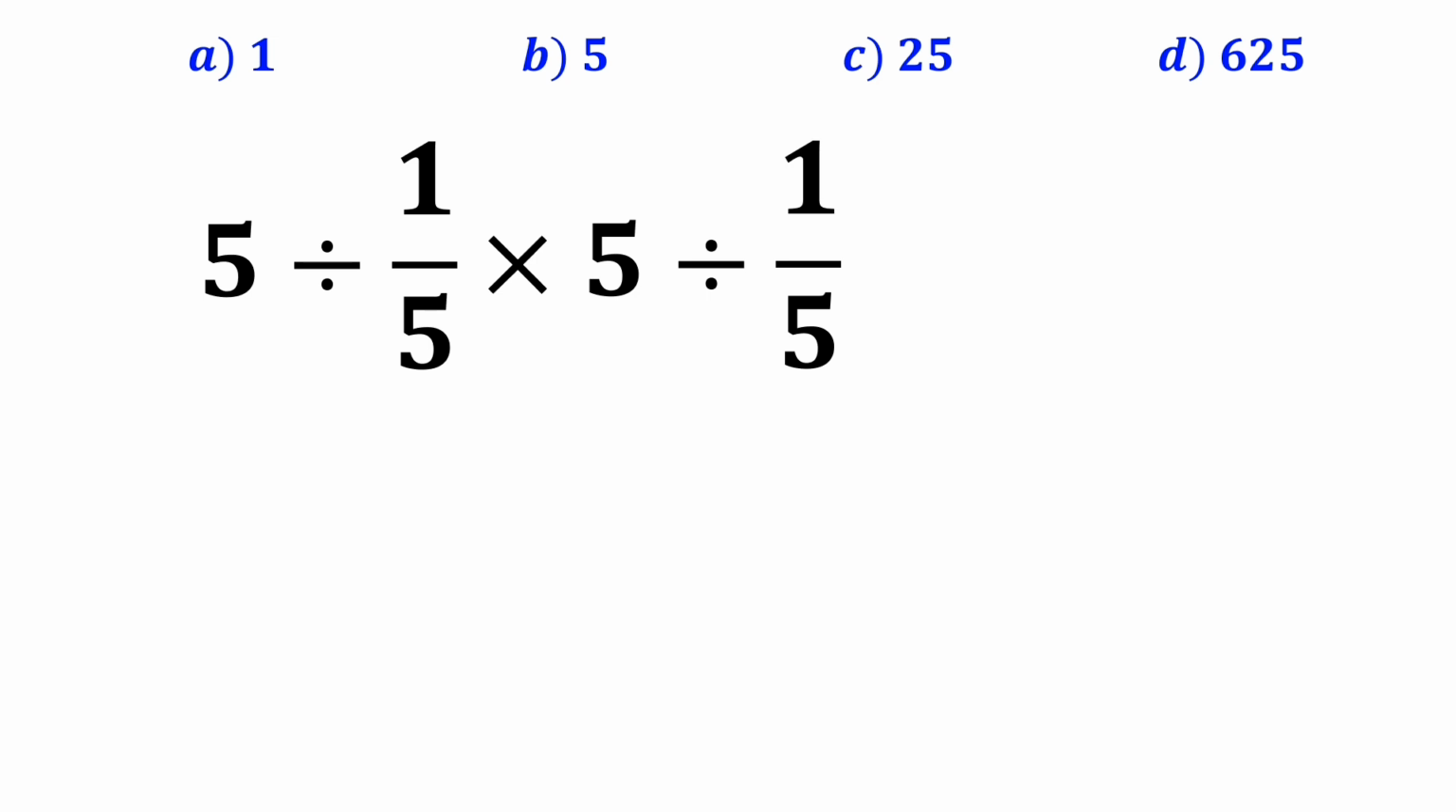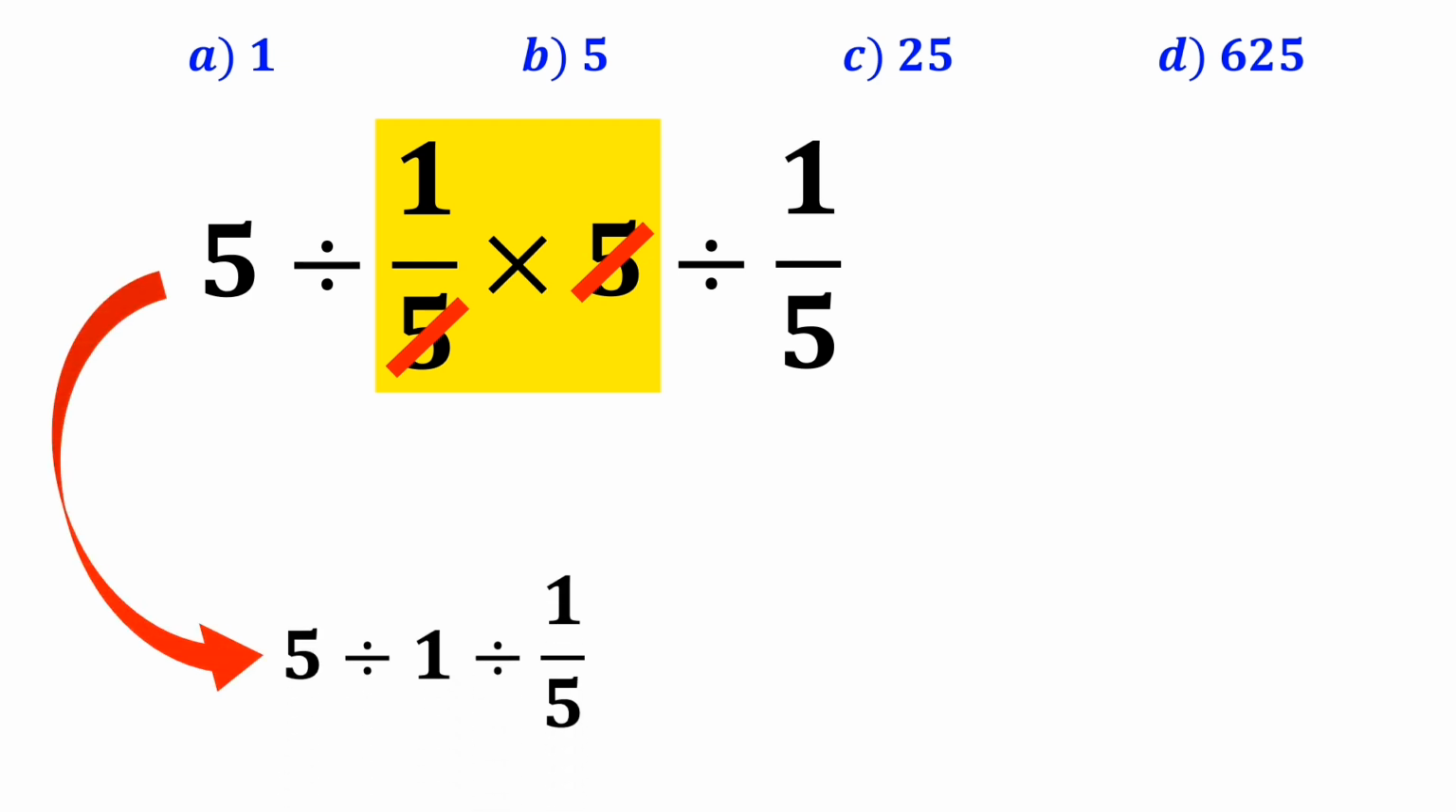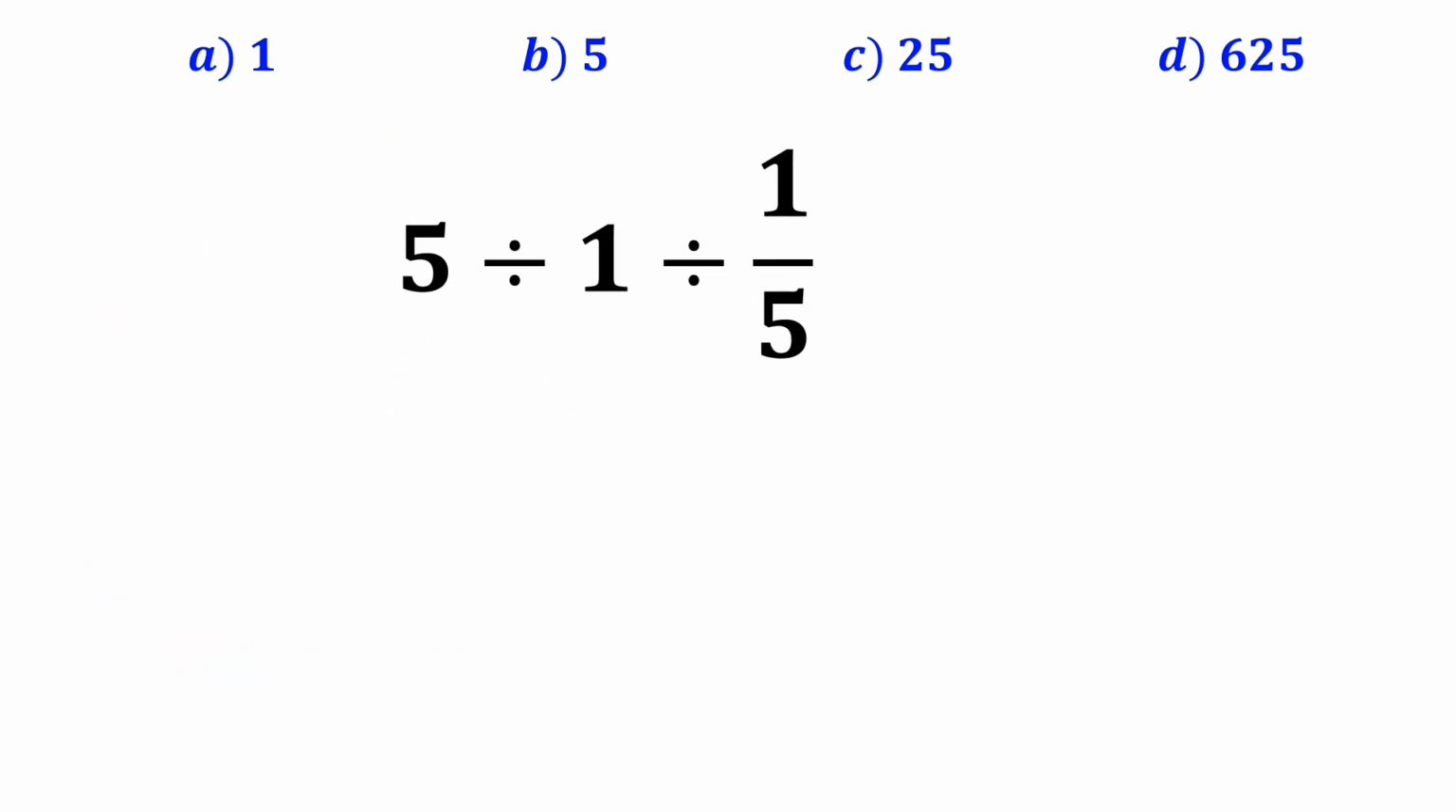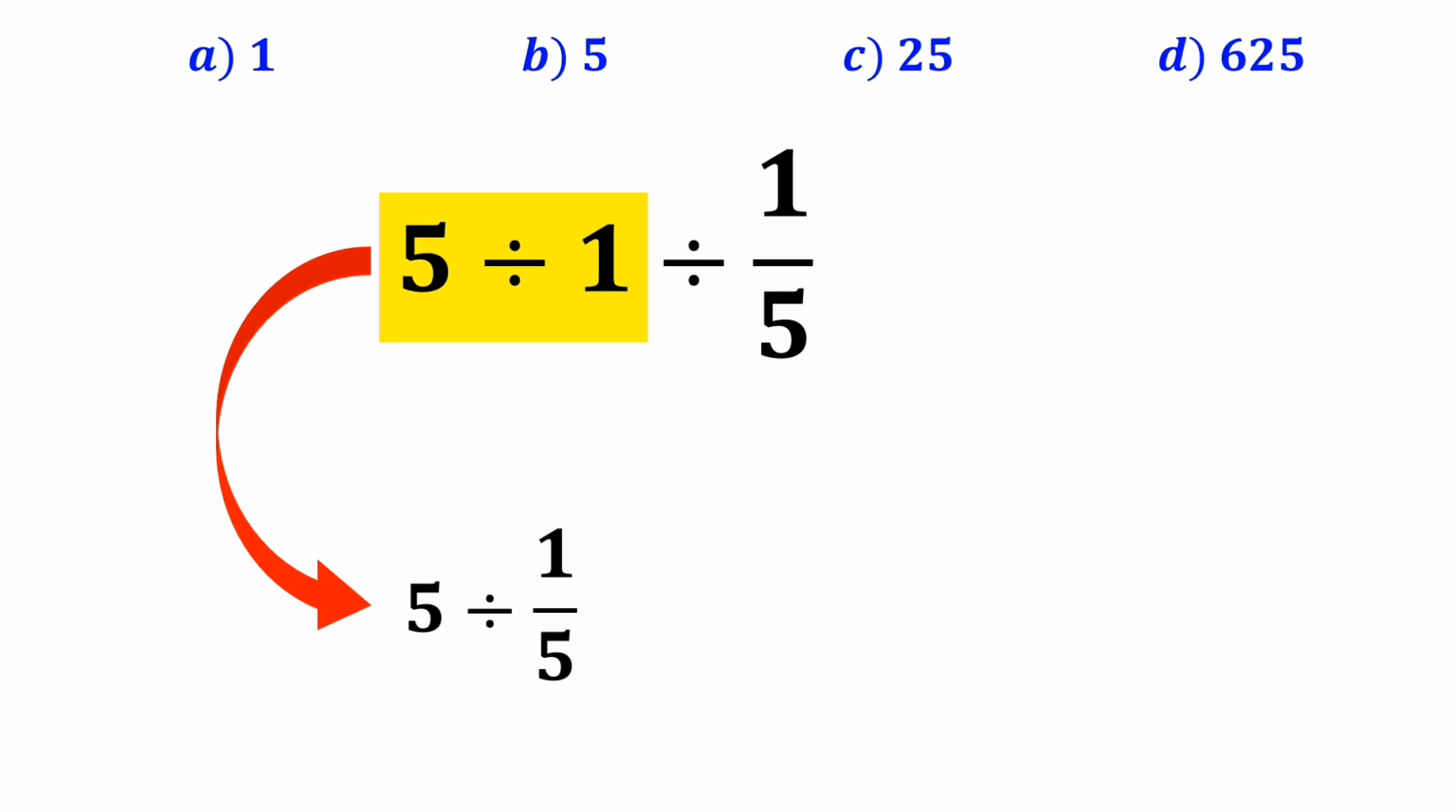Maybe a lot of people when solving this question will first look at the part 1 over 5 times 5, which I have highlighted in yellow, and they will cancel out the 5's. So they rewrite the whole expression as 5 divided by 1 divided by 1 over 5. In the next step, they will probably go to 5 divided by 1 and say that this expression simplifies to 5 divided by 1 over 5.